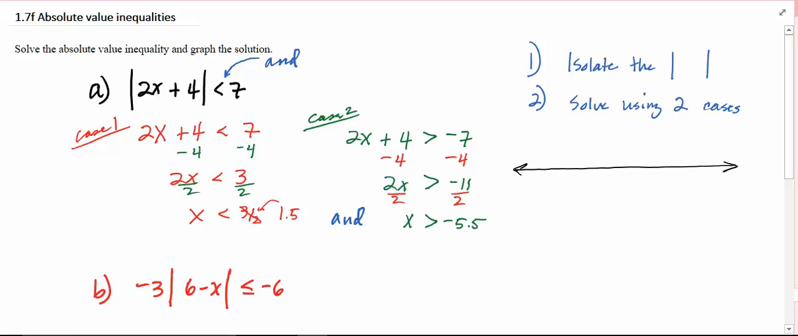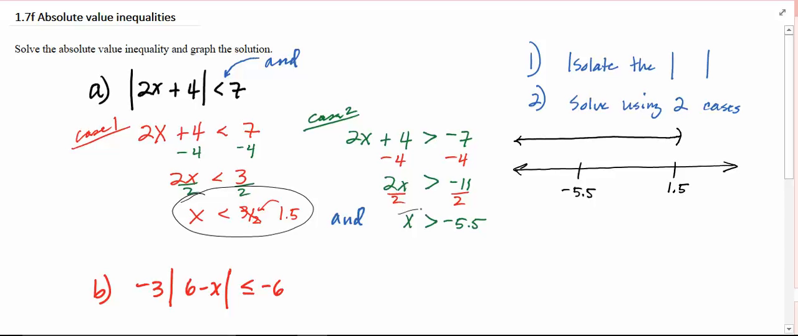It didn't say to give the answer in interval notation, so I'll just graph the solution. This is -5.5, and this is my 1.5. I have this one, anything less than 1.5. Anything less than 1.5 looks like this. I always do my prep work above it. If you haven't looked at the previous videos, you might try that. It might help you. And now I'm going to put this one, anything greater than -5.5.